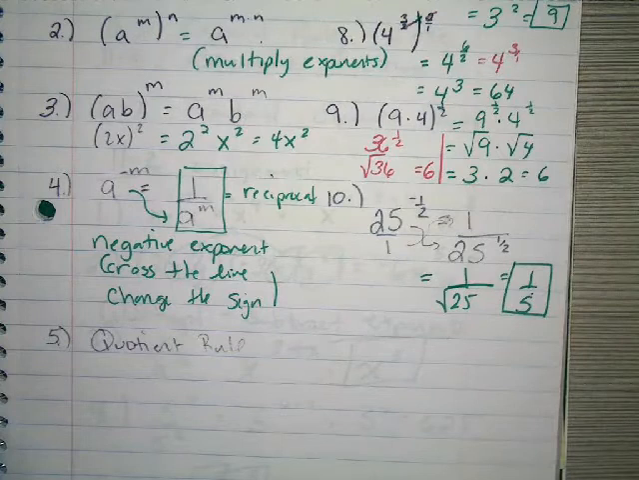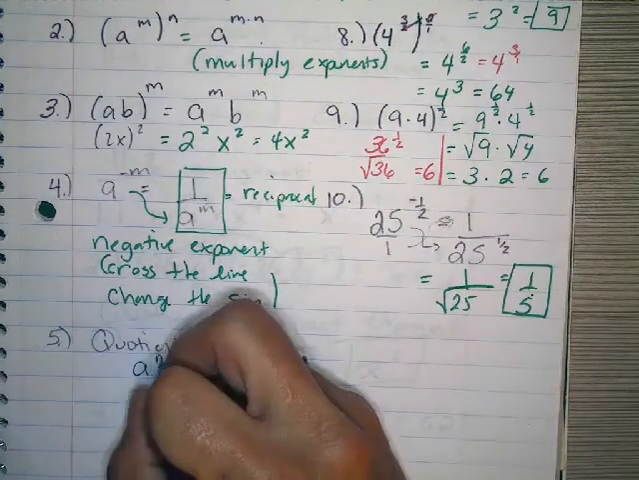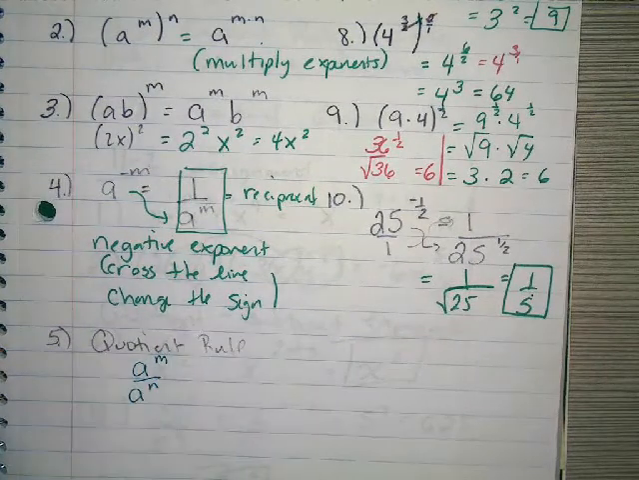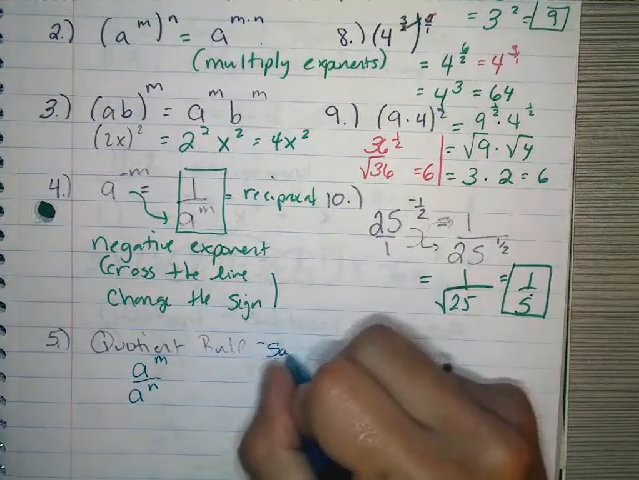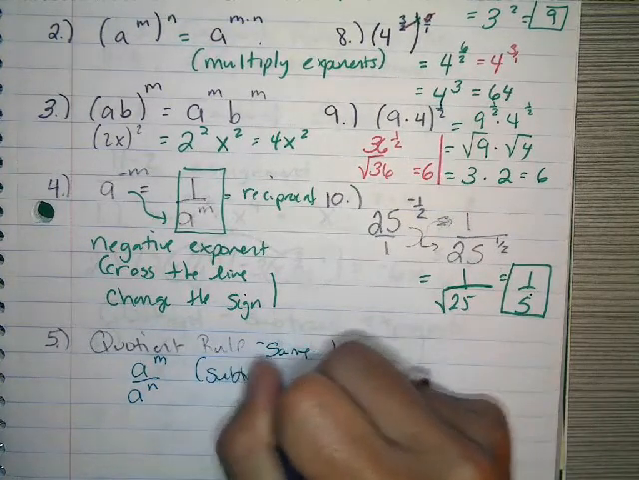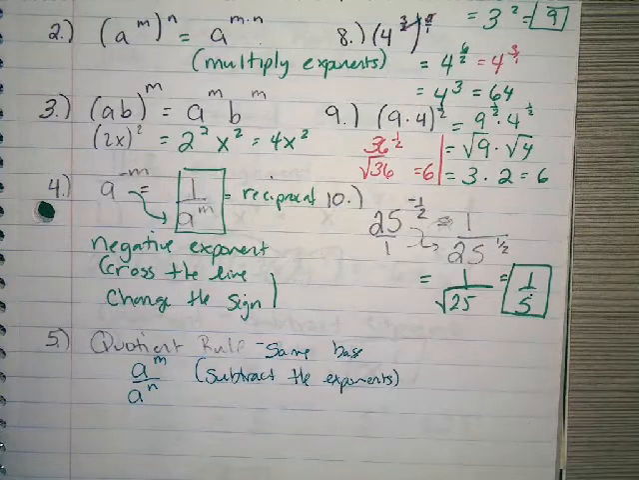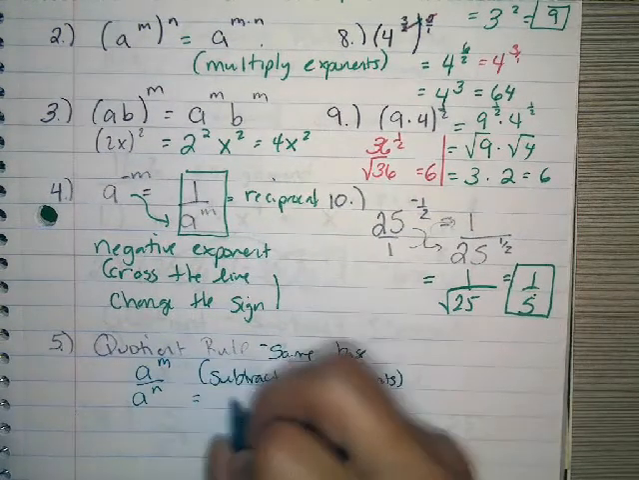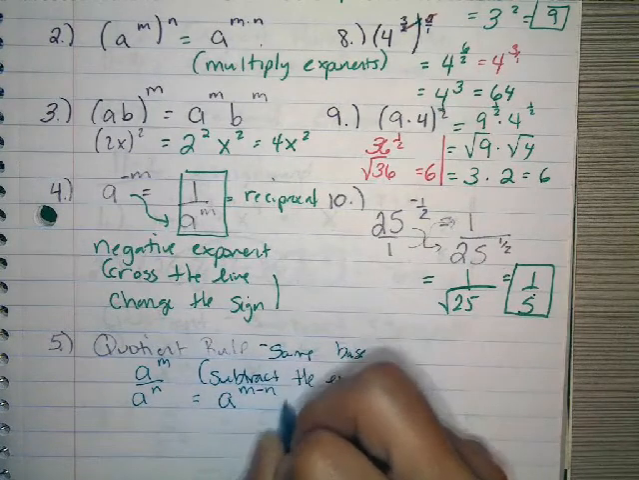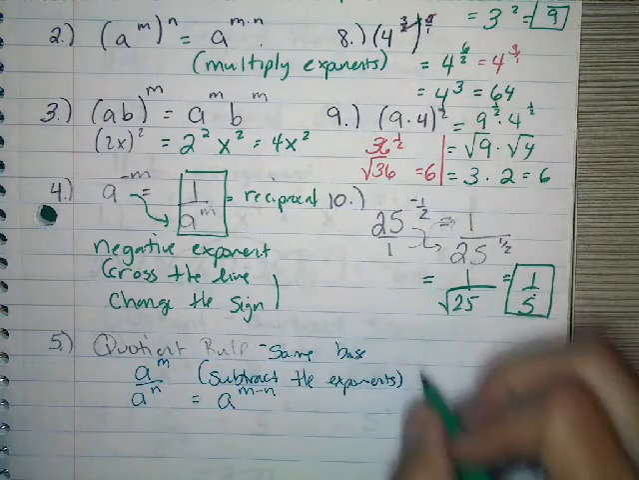Quotient rule means that you have the same base with different exponents. So for number 5, my base is a, the exponent is m over a to the nth. So same base, do not cancel. You're going to subtract the exponents. Do not cancel. So you're just leaving the base the same. Subtract your exponents. And that will be your simplified answer, possibly, if you don't have to do any other particular math to that. The example that goes with that is number 11.